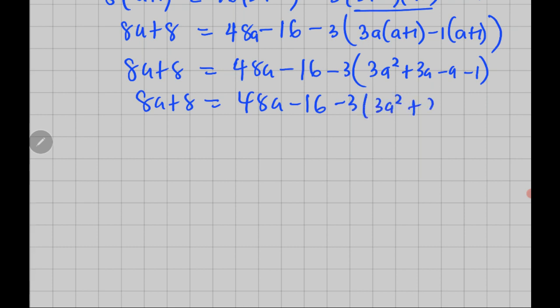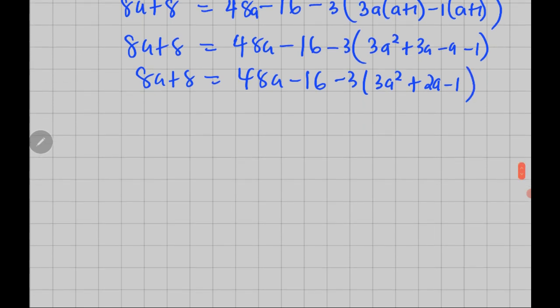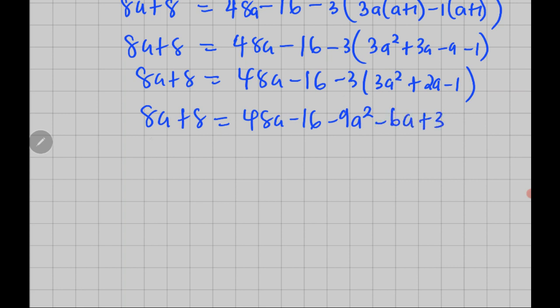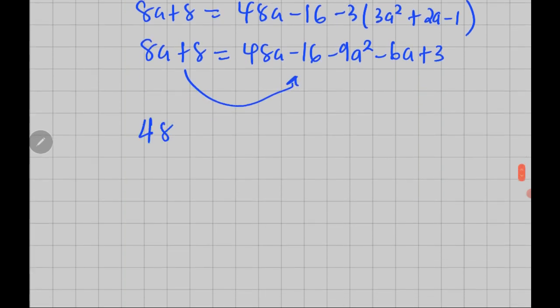3a minus a is 2a, minus 1. So we get 8a plus 8 is equal to 48a minus 16, minus 3 times 3a squared becomes minus 9a squared, minus 3 times 2a becomes minus 6a, minus 3 times minus 1 becomes positive 3. So let's take this to this side. So it becomes 48a minus 16 minus 9a squared minus 6a plus 3 minus 8a minus 8 is equal to 0.